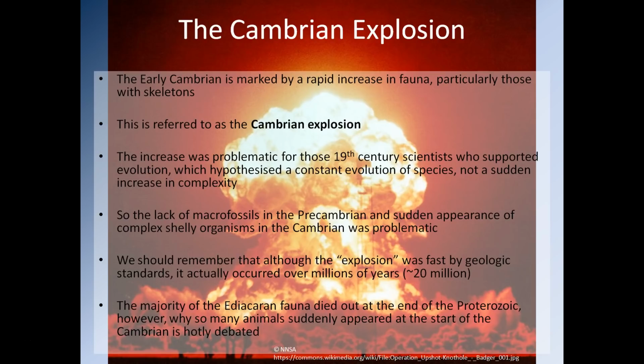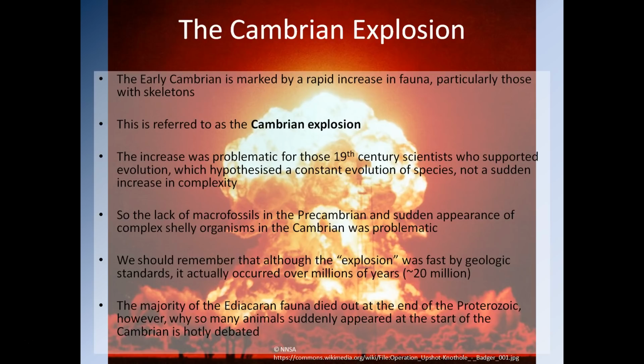Now, when we look at the rock record, all of a sudden we see that as we go from the Precambrian into the Cambrian, we suddenly get this massive increase in the amount of diversity that we see. We also see a lot of the organisms are macroorganisms, so we can actually see the fossils, and they had hard shells, so they fossilized relatively well. And so this essentially was used to define the boundary between the Cambrian and the Precambrian, this sudden appearance of large quantities of shelly life. So the early Cambrian is marked by a rapid increase in fauna, particularly those with skeletons, and this is referred to as the Cambrian Explosion.